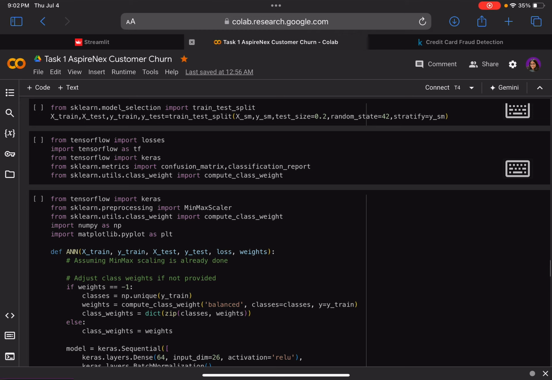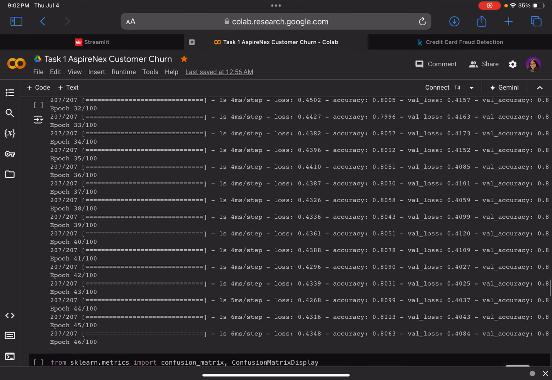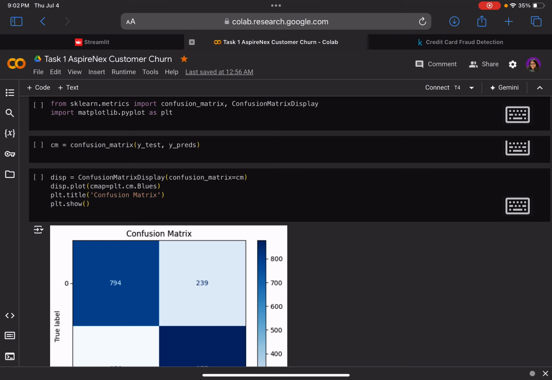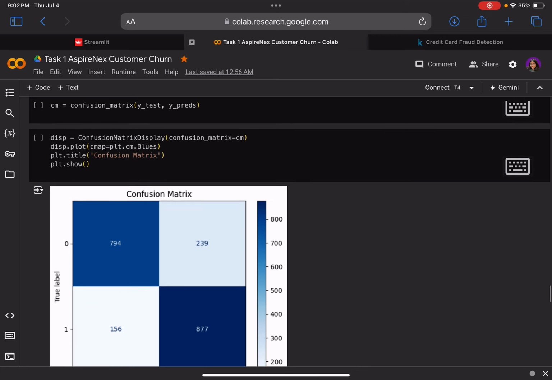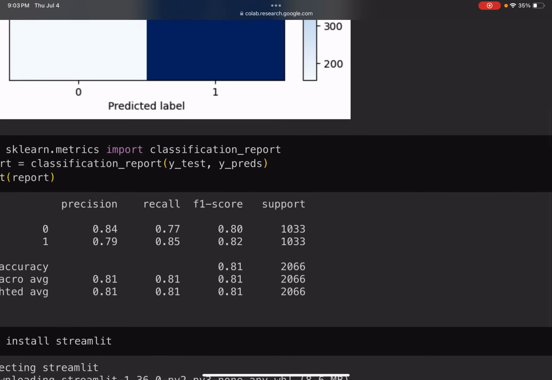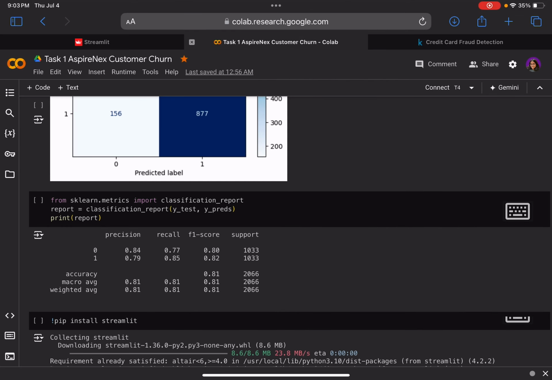Moving on, I have used artificial neural networks for this problem, and I have trained this for like 100 epochs. Next, moving on to our confusion matrix and classification report, I am getting an accuracy of around 81%, and also as you can see, the F1 score for 0 and 1 classes improved. So this is the advantage of using SMOTE.